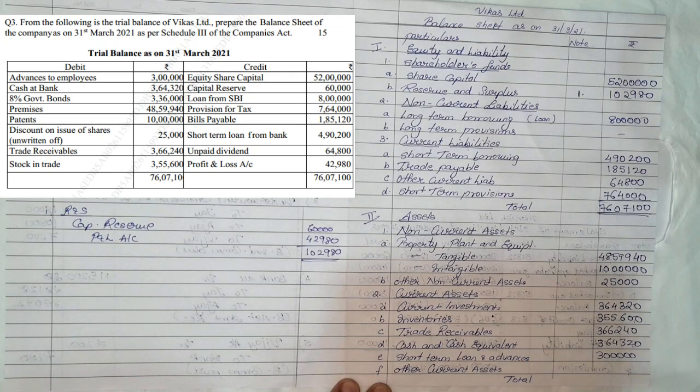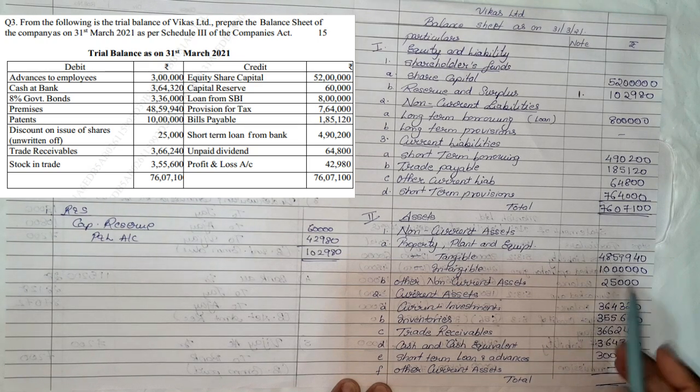Okay, now we'll just check anything else which is missed out. Advances are done, cash is done, government bond, premises, patent, discount, trade receipt, stock. Everything is done. That's it. There's no other current assets. We total it up. So when you add up 48 lakh 59,940 plus 10 lakh, 2 lakh, plus 25,000 plus 3,64,320 plus 3,55,600 plus 3,66,240, 3,64,320 and 3 lakh, the total will come to 76 lakh 7,100.